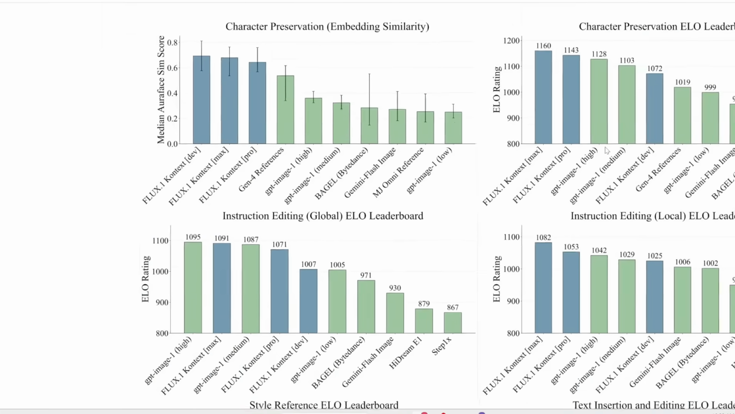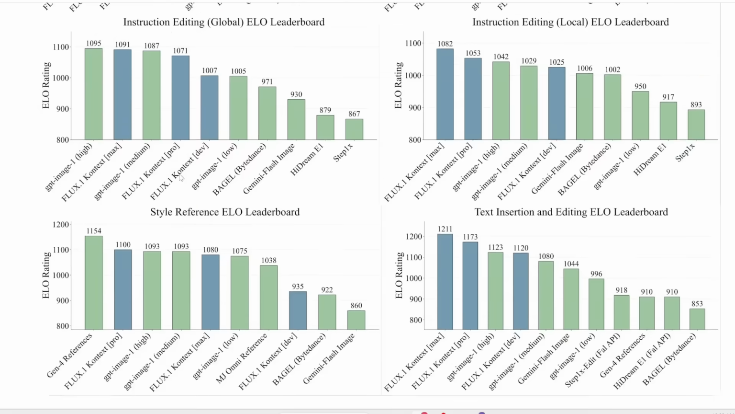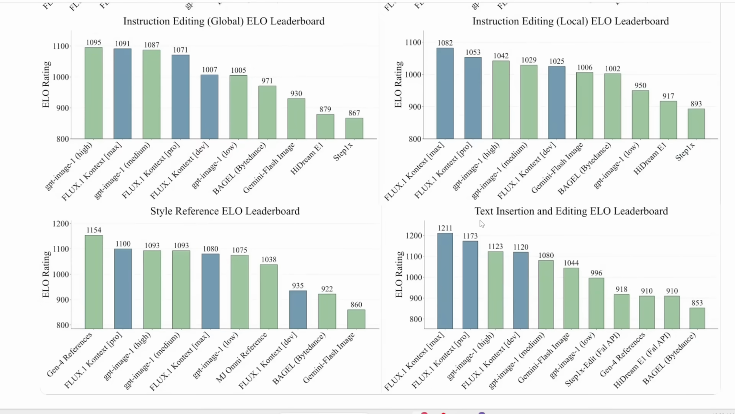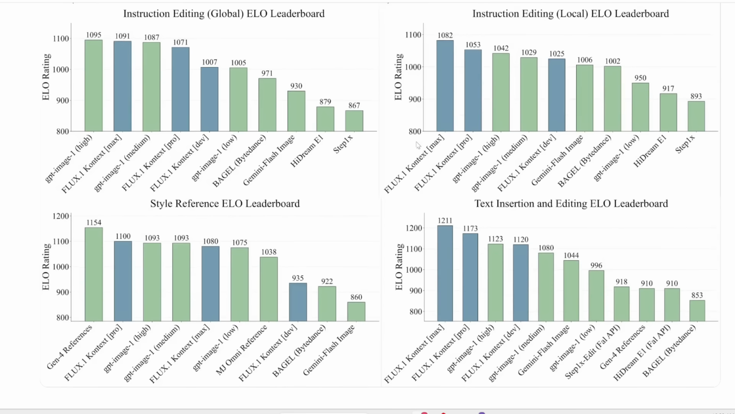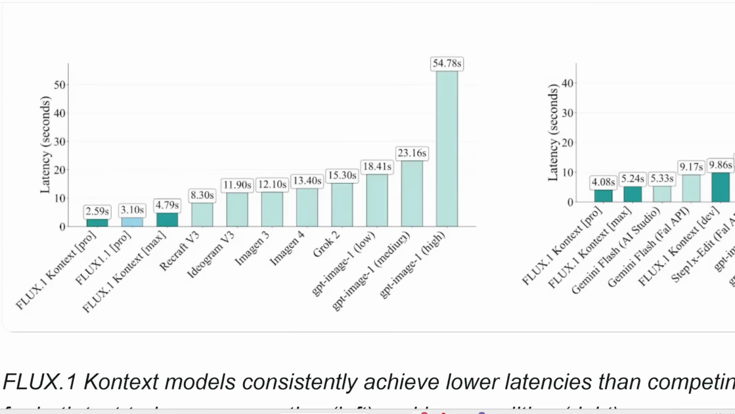But as you can see from the benchmark scores, on average, in terms of character consistency, FLUX.1 Kontext beats the rest of these image generators. Same with instruction editing and text insertion and editing. FLUX Kontext, on average, beats the other models. And like I showed you, this model is insanely fast. So here's the latency of all these different image generators. As you may have experienced if you've been using GPT-4o for image generation, it takes a long time to generate one image. But you can see for FLUX.1 Kontext, it is incredibly fast. It takes under 5 seconds to generate an image.